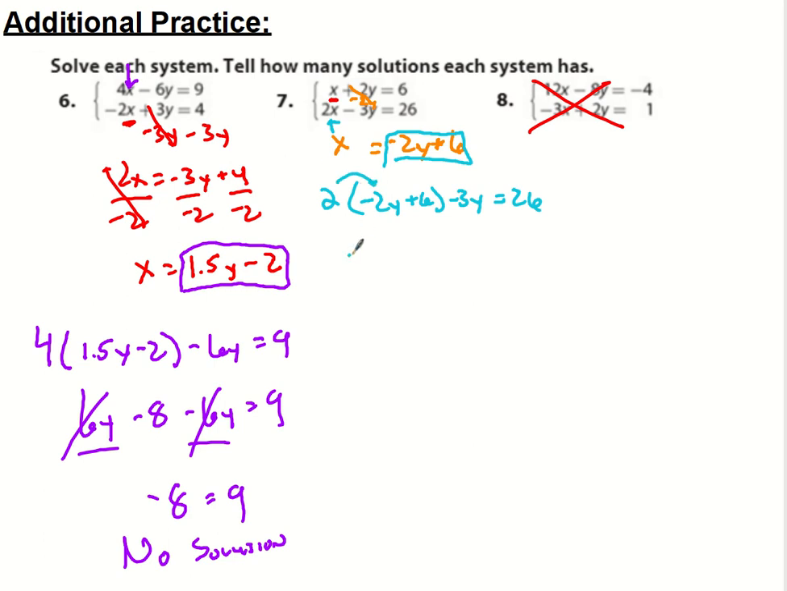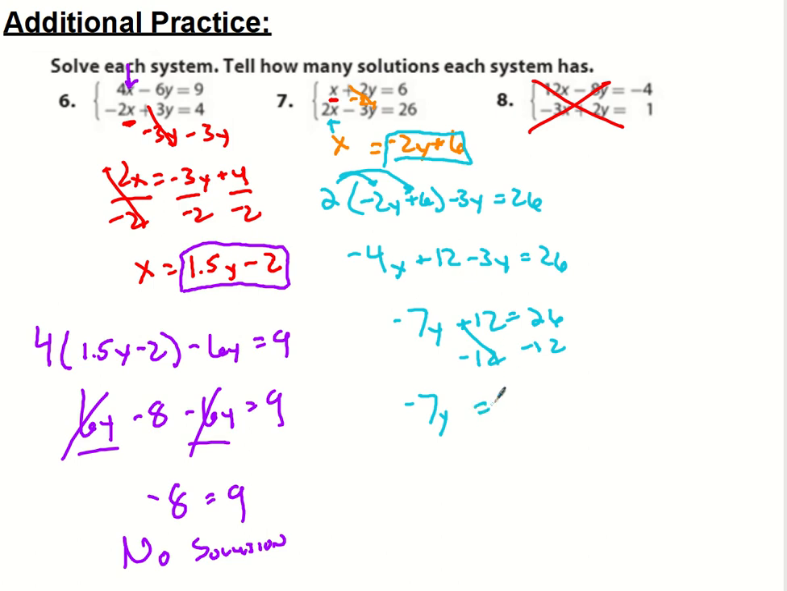Well, distributive property. Negative 4y plus 12 minus 3y equals 26. Right away, I should be able to see, because negative 4y and negative 3y makes negative 7y, so my variable does not cancel out. That means that there is one solution to this system. There's going to be one solution. It's going to be a point, and I got to figure out, well, what is that point? So this is where I got to continue to solve my equation, and I get y equals negative 2.